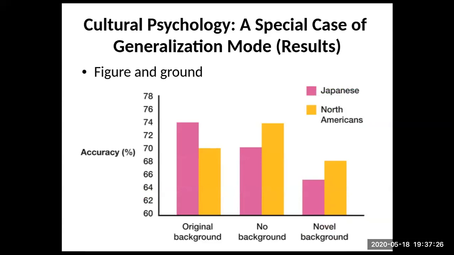Again, looking at Japanese and North Americans with the original background, Japanese, same background. Remember, they look at the background first. Accuracy was better than the North Americans. With no background, just showing the picture itself, or a new background that wasn't the original background, we see that North Americans got more accuracy than Japanese. And again, that's because on the eastern side of the world, they tend to see the background first. So if you take away the background or put a different background, that may cause them to have less accuracy in looking at the picture later on.